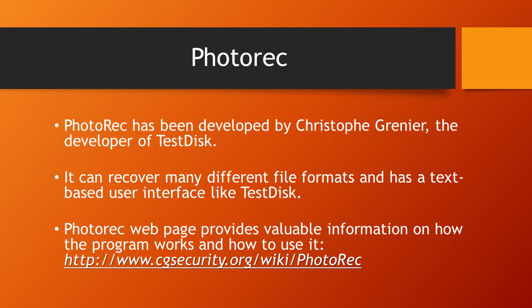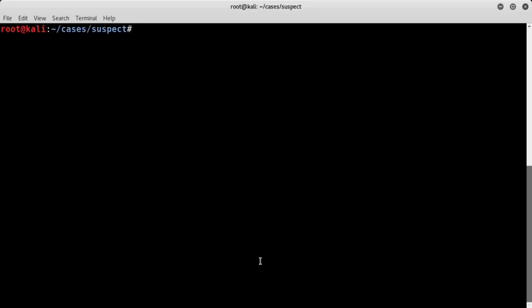The last carving tool we cover is Photorec, developed by the same developer as TestDisk. Despite its name, this utility is not only capable of recovering image files, but, like the other carving tools, can also recover many different file formats. It's more intuitive to use compared to Foremost and Scalpel, as it provides a text-based user interface like TestDisk. To execute it, we run the command photorec and the name of the image, which is the same sample test image.